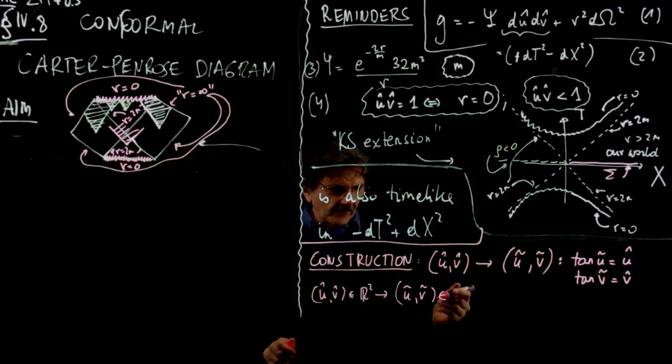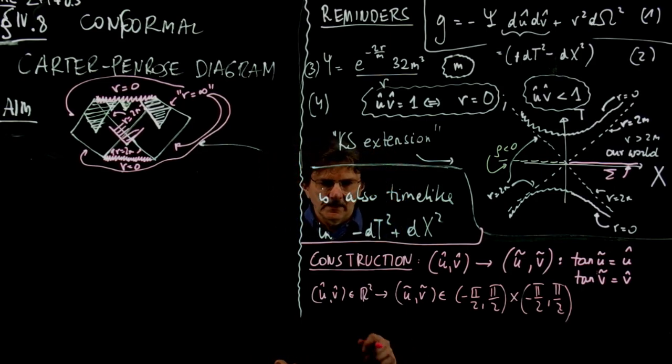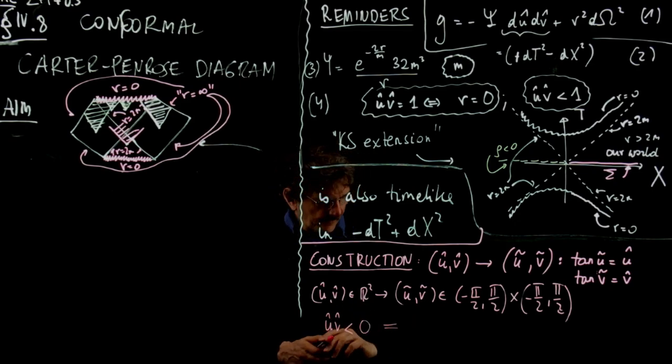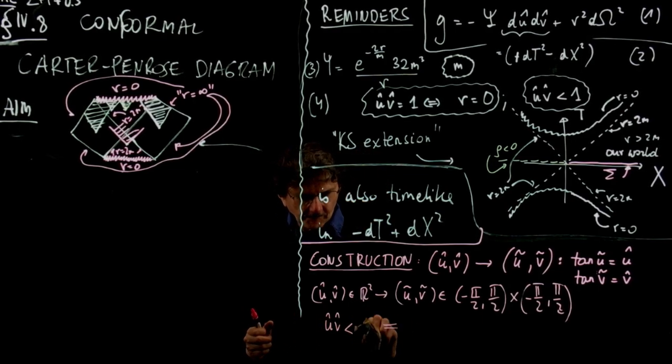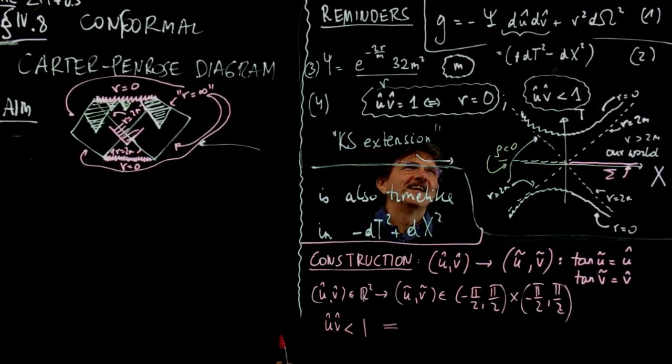Good, right? So now we get minus pi half by half times minus pi half, but then the condition u hat v hat should be smaller than one. Right, this is our condition here, which I very dutifully wrote before my lecture because I knew I was going to need it. Isn't this clever? Great teaching technique and so forth.